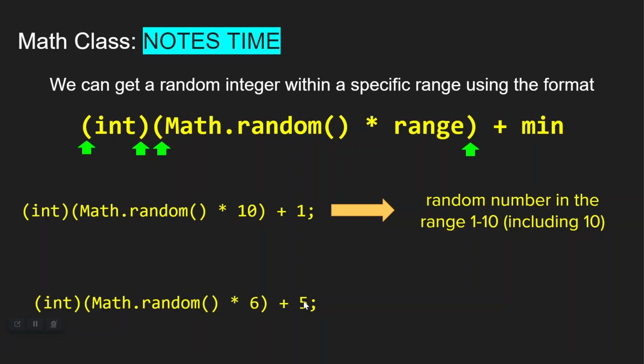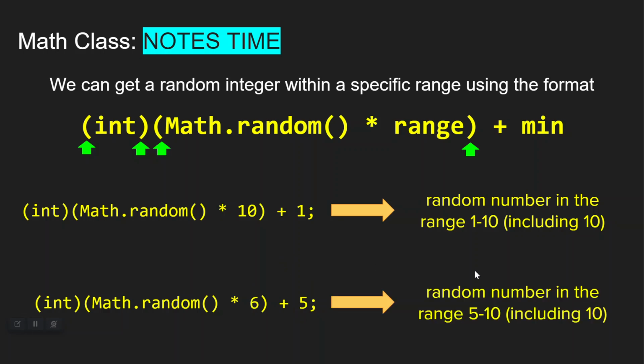So if the min value is 5 and the range is 6, then that means this is going to give you a random number from 5 to 10, including number 10. And again, you can just verify that on your fingers. If you start at number 5 and then count your 6 values, 5, 6, 7, 8, 9, 10. Yeah, okay, sorry, I miscounted. So if you count on your fingers, starting out, number 5 is your thumb, 5, 6, 7, 8, 9, 10.